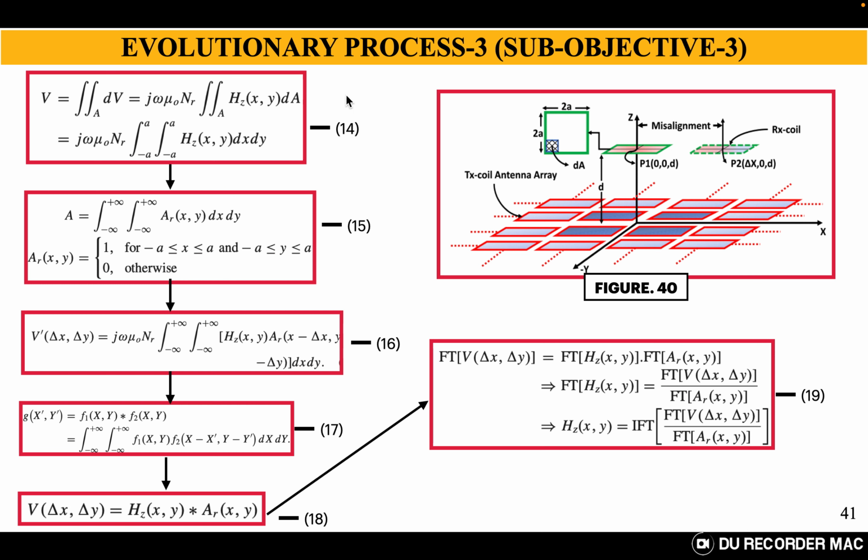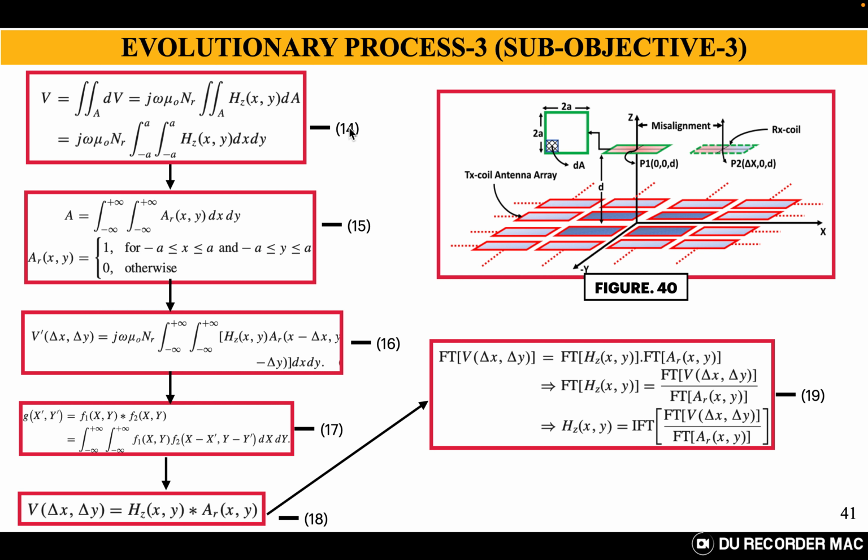Now you can see in this evolutionary process 3, figure number 40 is, let us say, a generic transmitter and receiver coil figure. The red one is the transmitter coil, and this green one is the receiver coil, a small receiver coil. This is a perfectly aligned receiver coil, and the dotted one is the misaligned receiver coil. The transfer distance is D, and the dimension of this receiver coil is 2a by 2a.